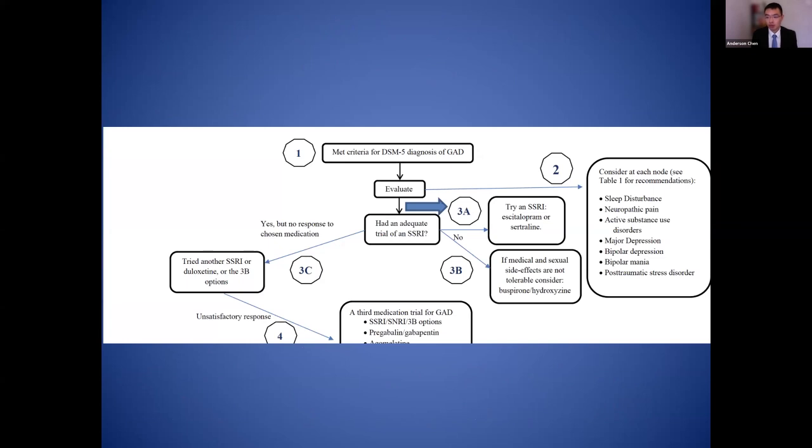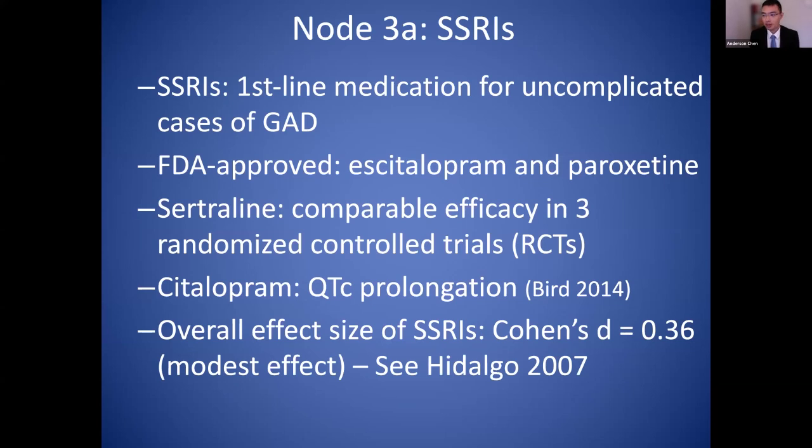So after you've considered the comorbidities, you should ask the question, has the patient tried an adequate trial of an SSRI? And if not, we would suggest the use of escitalopram or sertraline. So in general, SSRI is a decent treatment for generalized anxiety disorder. It's considered widely by many as the first-line medication for uncomplicated cases of generalized anxiety disorder. And the FDA-approved medication would be escitalopram and paroxetine. Sertraline has a comparable efficacy in 3 randomized controlled trials. Citalopram, if you do use it, you want to be mindful of its QTC prolongation effects.